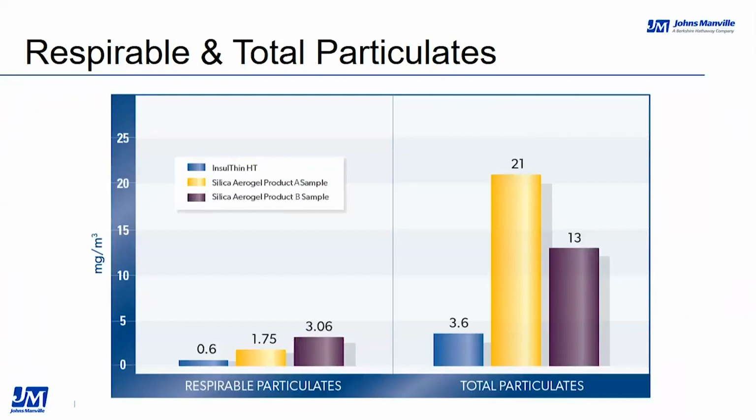So you can see on the left of this graph, we have the results for the respirable particulates, and you can see that the results are reported in milligrams per cubic meter. So that's the amount, the weight of particulate per a certain size of air. And for the respirable particulate, you can see that the InsulThin HT was lower than the comparable aerogel products. And then on the right, we have the results for the total particulate, and you can see that the InsulThin result is actually significantly lower than the aerogel products.